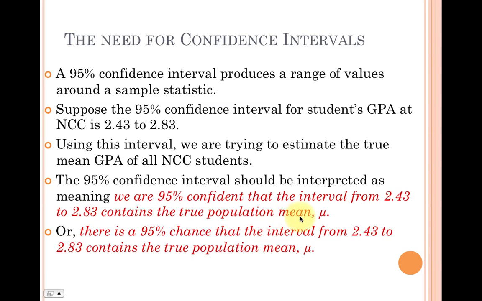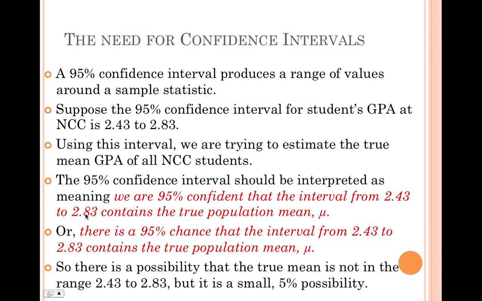Okay, so in all of our problems, we are attempting to estimate mu. We're attempting to estimate the true population mean. And we're going to do this by coming up with an interval of values based on a sample mean. Okay, so there is a possibility that the true mean is not in the range from 2.43 to 2.83, but it's a small 5% possibility. So we're 95% sure that it is within the range from 2.43 to 2.83, and there's a 5% possibility that it's not within that range.